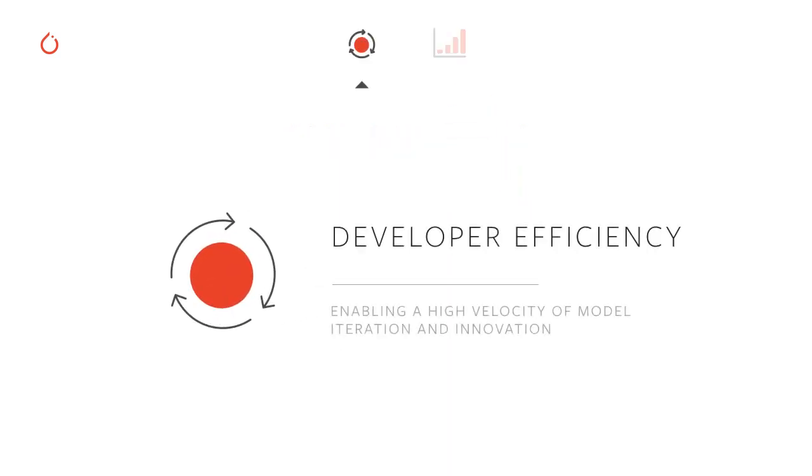So starting with developer efficiency, what this concretely means is we are enabling high velocity of model iteration and innovation. So what are the types of things that we do to achieve that?